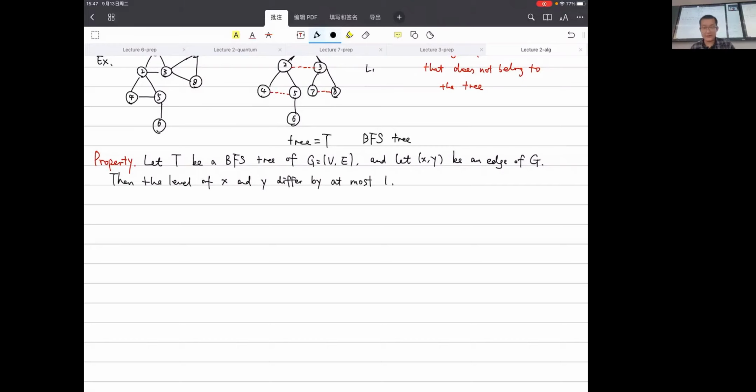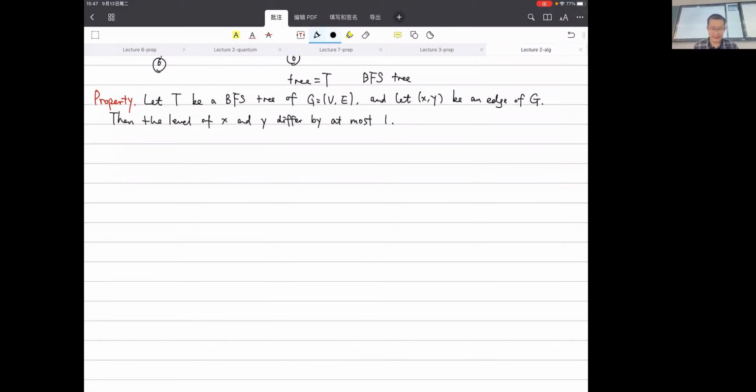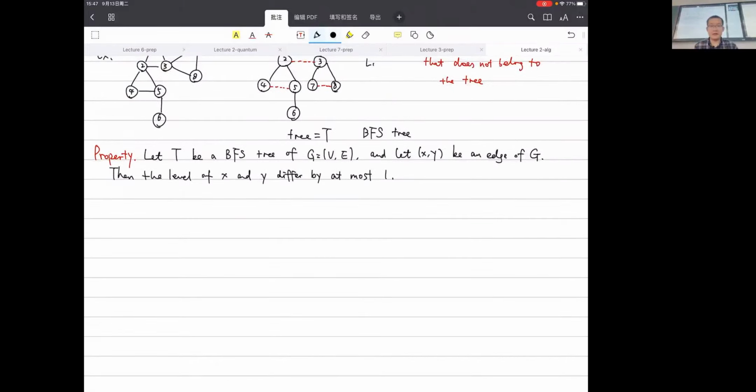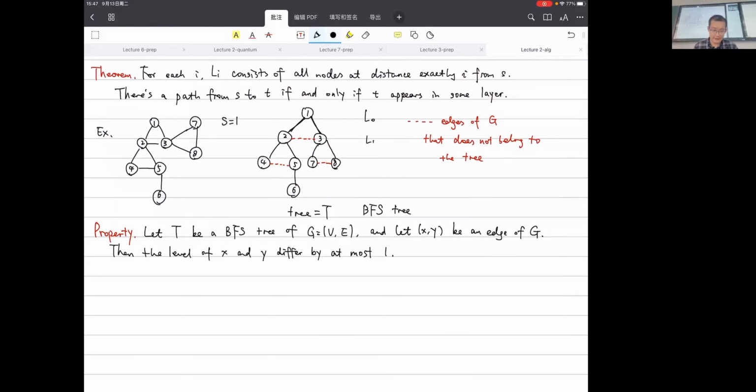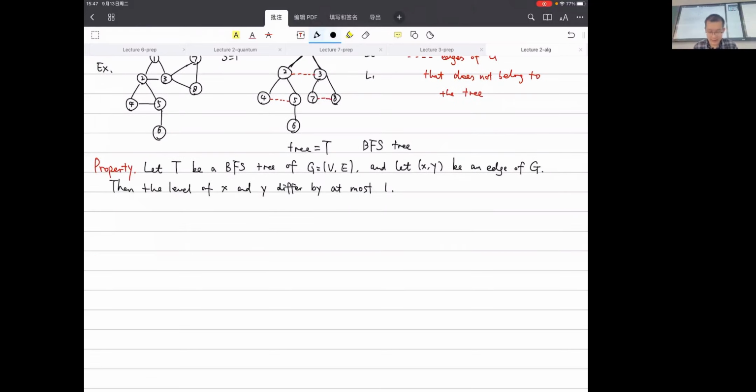So I would like to mention that there is some ambiguity here, because I'm talking about a BFS tree, but a BFS tree of whom? Here you can imagine that you have a certain graph. If you look at the BFS tree starting from vertex 1, or from vertex 2, they're definitely going to give you different BFS trees. But actually this property holds in general: for an arbitrary BFS tree of the graph, starting from an arbitrary vertex, this property is going to hold.